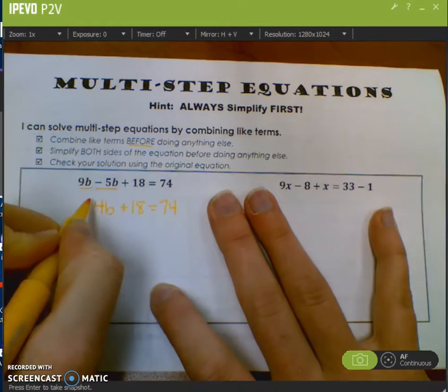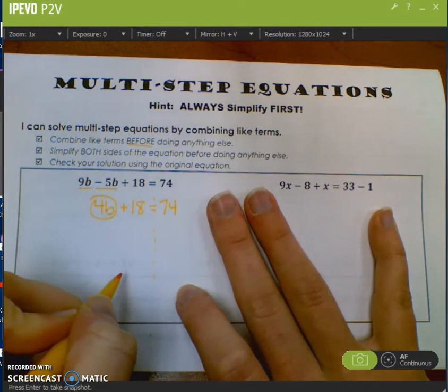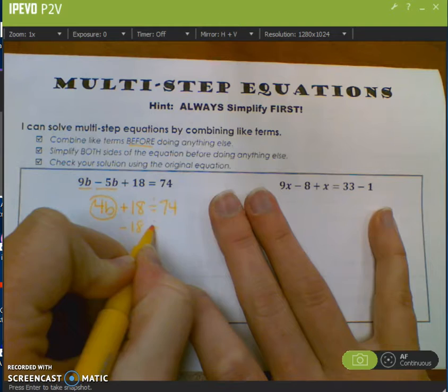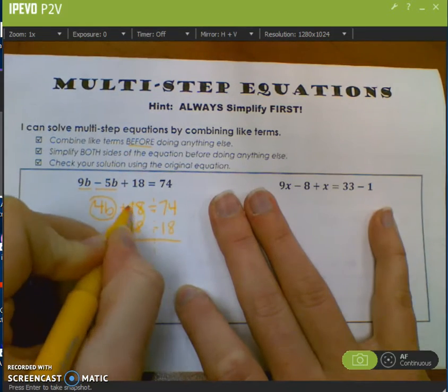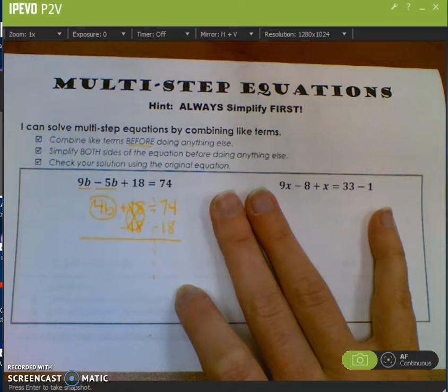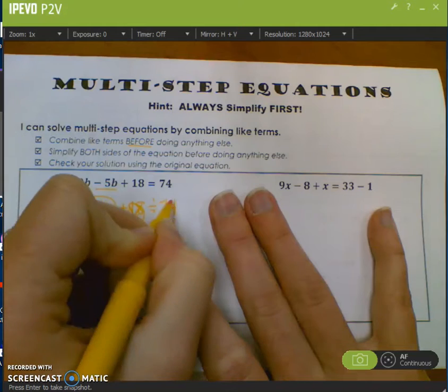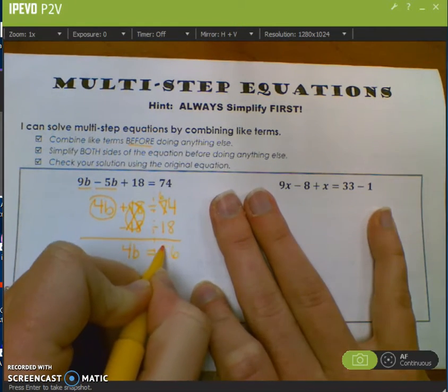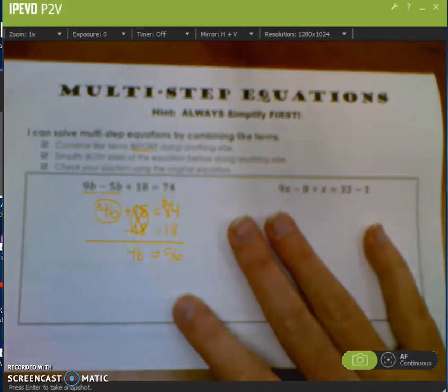Now I'm going to circle the term with the variable, and I'm going to draw my little dotted line through the equal sign. The inverse of adding 18 is subtracting 18. So I'm going to do that to both sides. 18 minus 18 is 0. Those cancel out. And I can pull down 4b. So 4b equals 74 minus 18, I believe is 56.